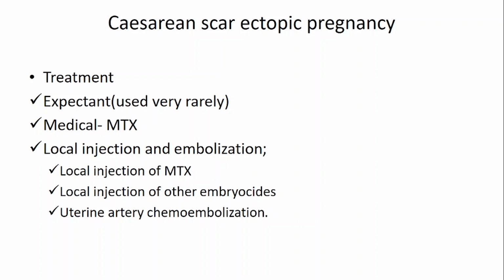Again, for all patients, before you treat, you must give options. Expectant management is rarely used; of course, you have said that it's very catastrophic, so there's no place for expectant management. You could use medical treatment with methotrexate. We have seen methotrexate occupy a central role in many ectopics, including ruptured tubal ectopic pregnancy. But you can also do a local injection under ultrasound guidance, or local injection and embolization. So you can inject methotrexate, you can inject other embryocides, or you can do intra-arterial chemoembolization.